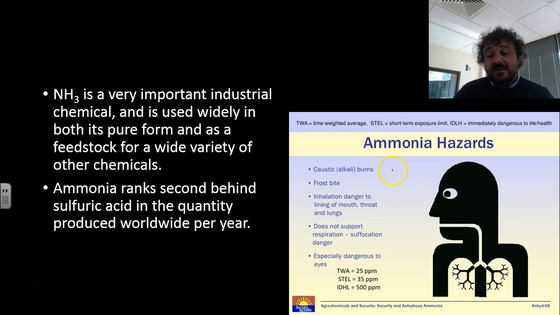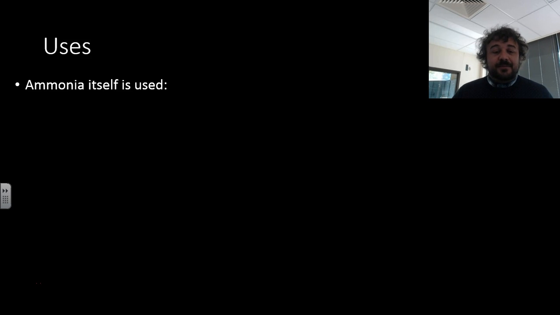And what we see is that it's quite dangerous. It's caustic, can cause frostbite because it's quite cold. Inhalation is a major problem because it's extremely volatile. And when it says it does not support respiration, this means it fills up the lungs and blocks oxygen transfer and carbon dioxide transfer across the membranes there. And it's really dangerous to the eyes because it's quite a volatile chemical and it's fairly caustic, so it ends up as a gas and gets in your eyes.